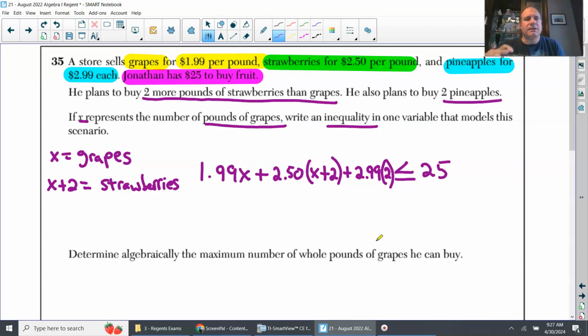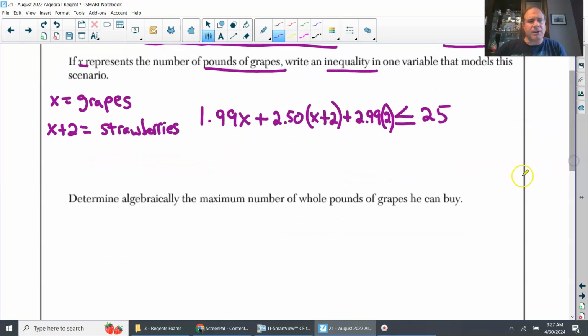Store sells this. He plans to buy 2 more pounds of strawberries than grapes. Grapes first, $1.99 X. Then $2.50 for the strawberries, 2 more pounds of strawberries than grapes, so X plus 2 times 2.50. And then 2.99 times the 2 for the 2 pineapples. And that is it. So that's your whole inequality right there.